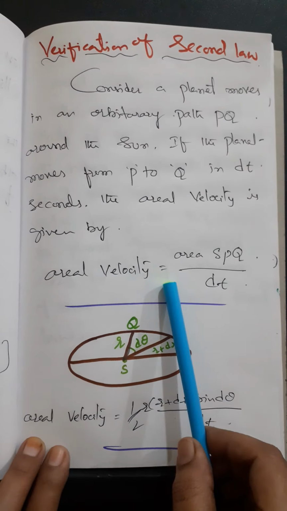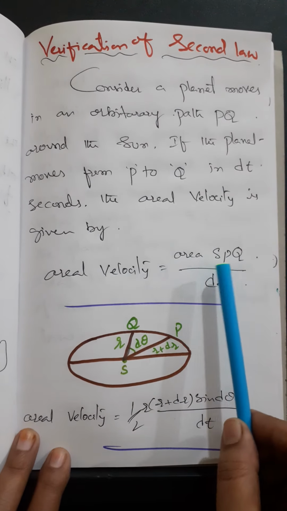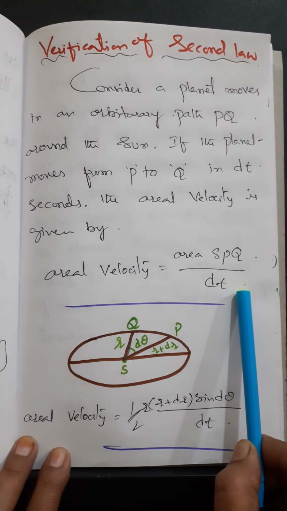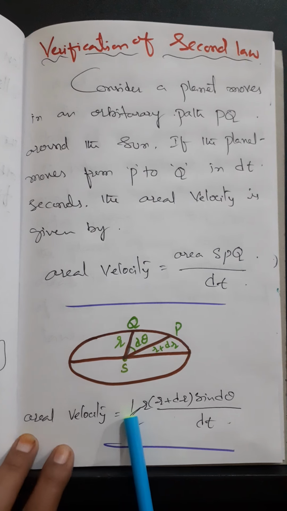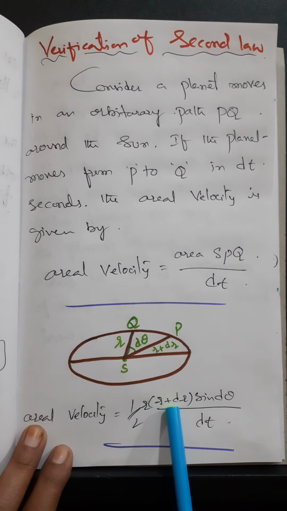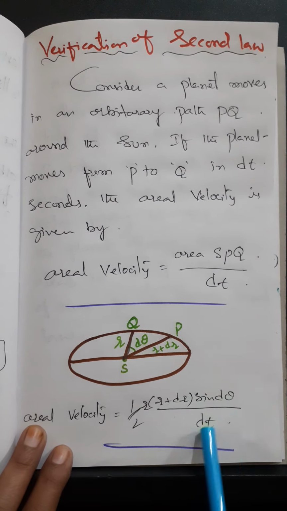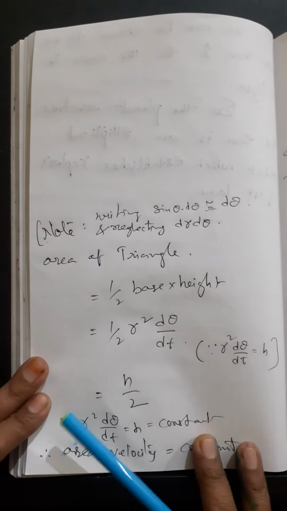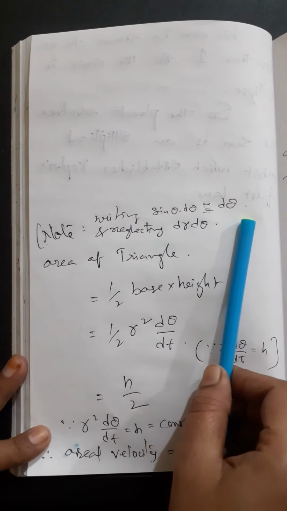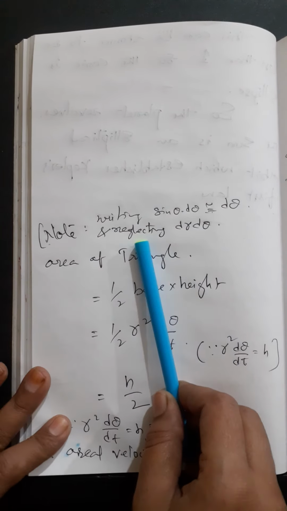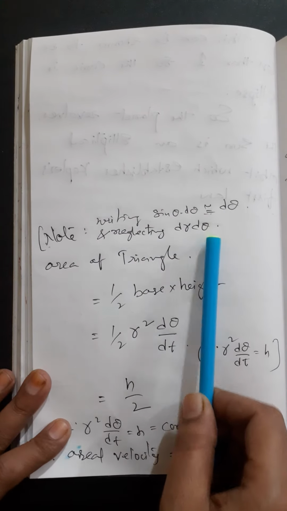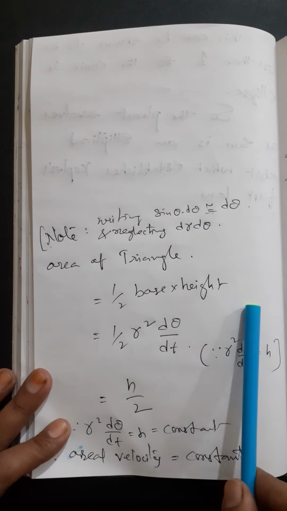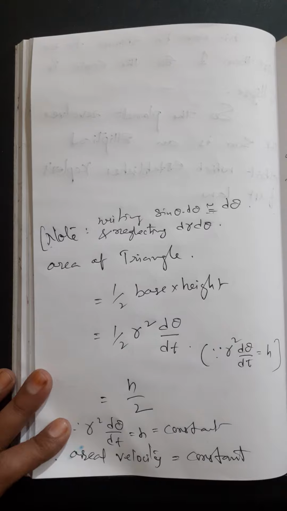So areal velocity will be equal to the area swept by the planet, PQ, divided by the time, that is dt. So areal velocity can be written as 1/2 r (r + dr) sin dθ by dt. Here, sin dθ is approximately equal to dθ. So neglecting the dr dθ terms, we know that the area of the triangle is nothing but half into base into height. So this can be written as this total equation.